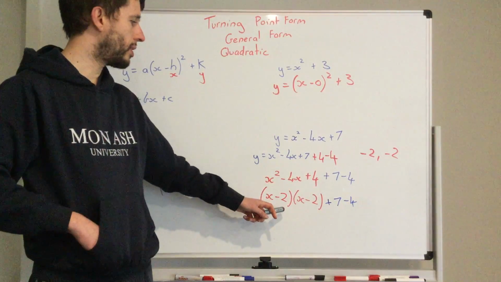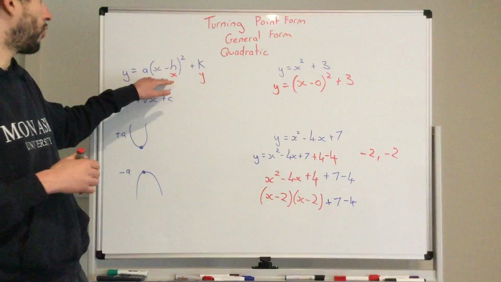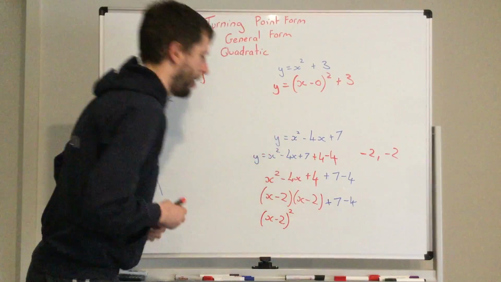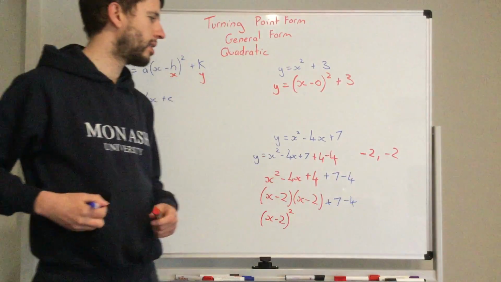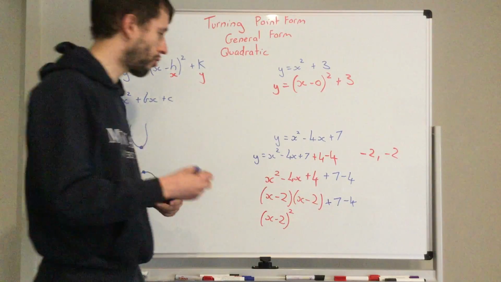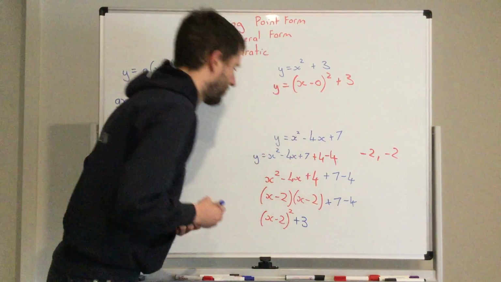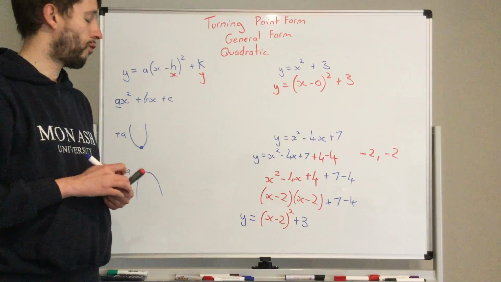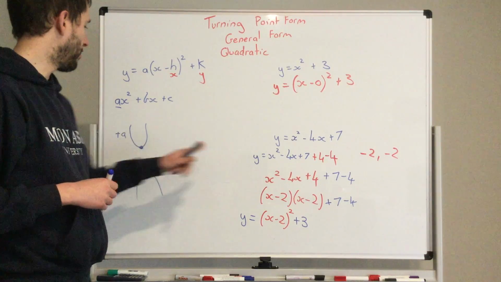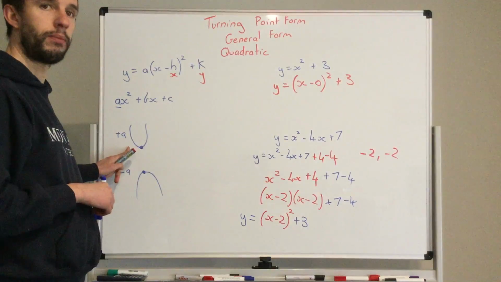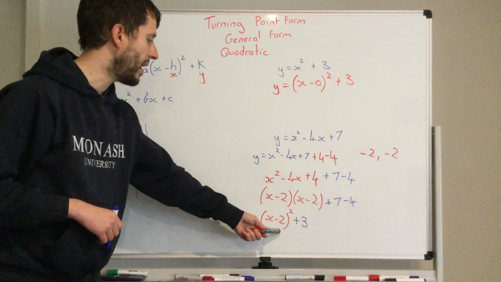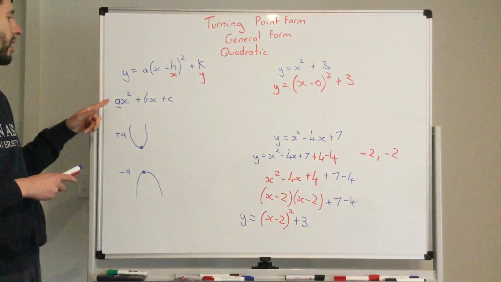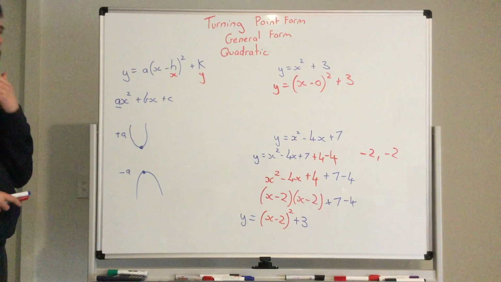Now, x minus 2 times x minus 2 is us using this formula here, and we can write it as x minus 2 squared. I've still got plus 7 minus 4, so let's simplify that. 7 minus 4 is 3, so I have plus 3. So now I've got it in this form. I know that I'm going to have a min because my a is positive. I know my minimum is at x equals 2 and y equals 3. And that is how I get it into the turning point form.